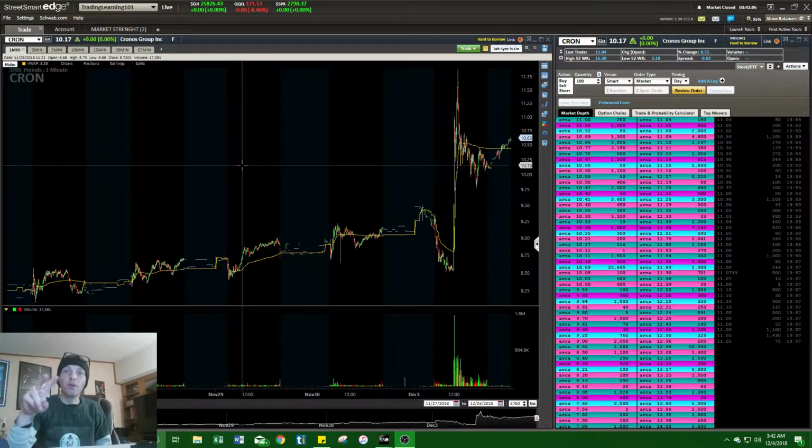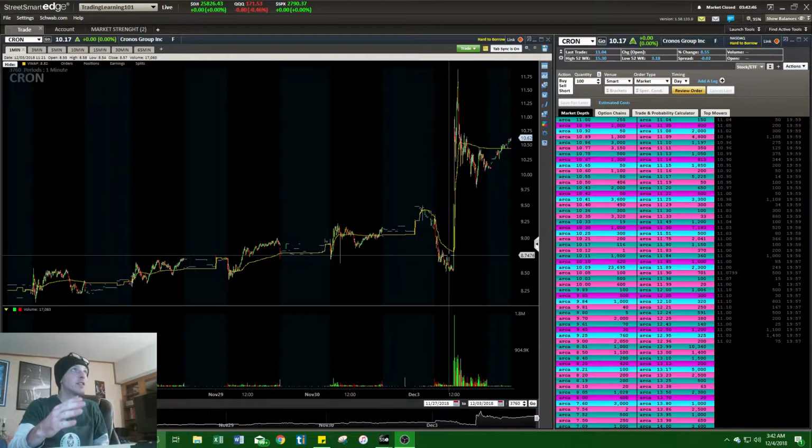I use two platforms. I use StreetSmart Edge by Charles Schwab, and I use TD Ameritrade's Thinkorswim charting platform to view the market. This right here, like I said, is StreetSmart Edge by Charles Schwab. I absolutely love this trading platform, and when looking at charts on it, it just makes it really, really simple, and I feel like I can really view the market with StreetSmart Edge. So this is what I look at. This is how I have it set up.